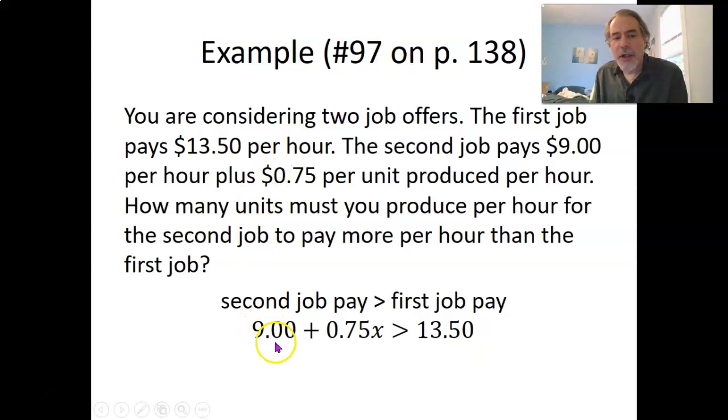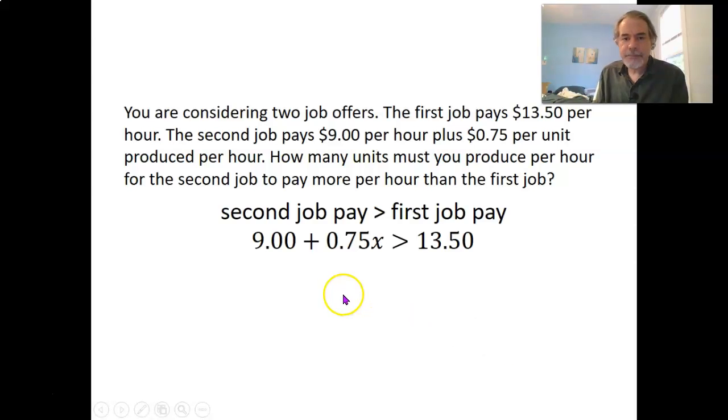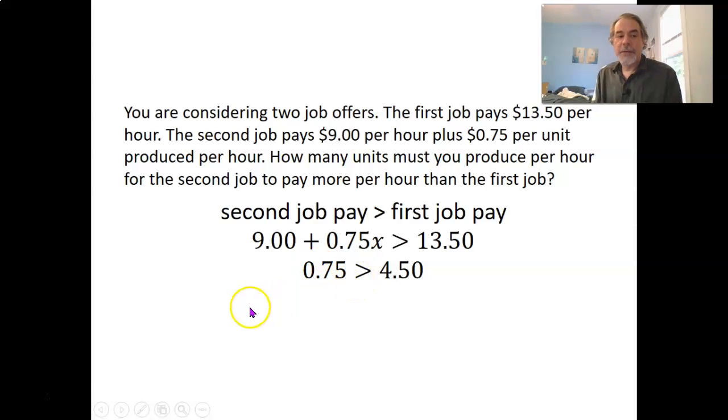So there's our inequality: $9 plus 0.75x is greater than 13.50. We want to know what x has to be for that to be true. How many units would make the second job pay more than the first job? So let's solve that. Let's subtract $9 from both sides so that we get the x term by itself. Then we get 0.75x is greater than 4.50. Oops, left out the x. There, I fixed that.